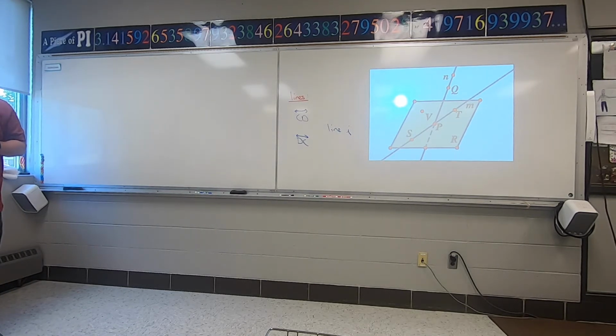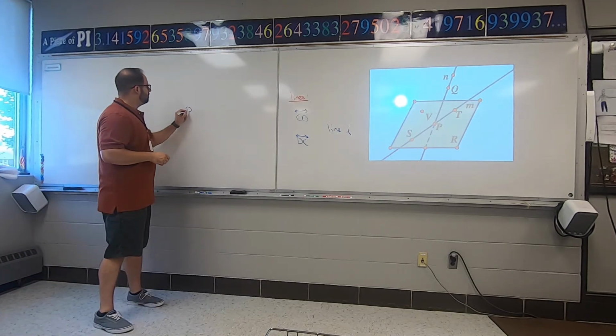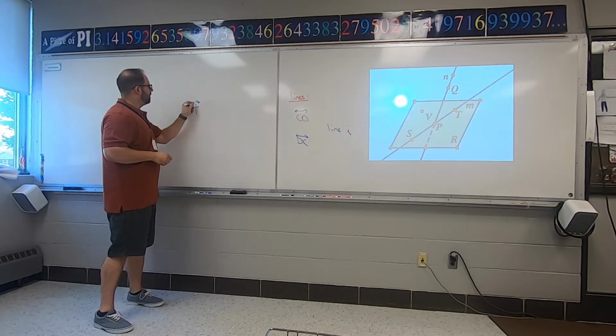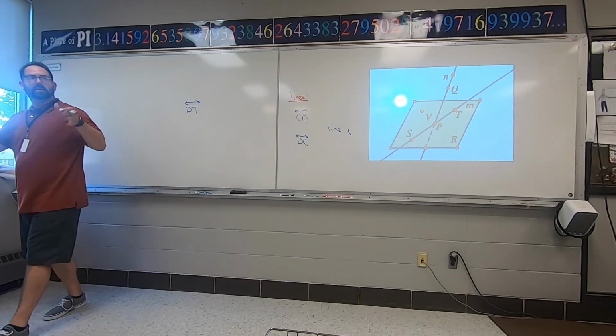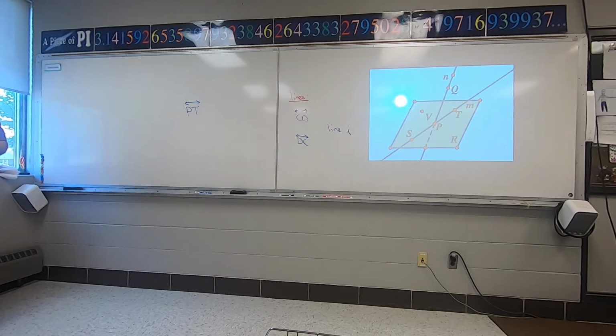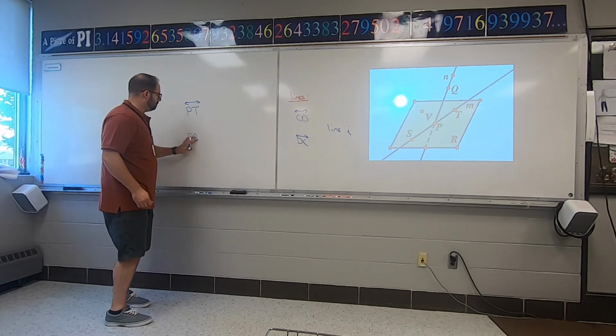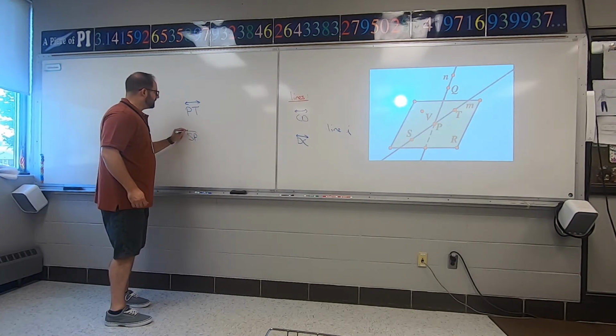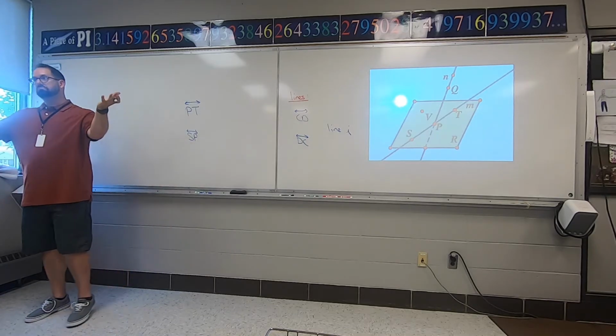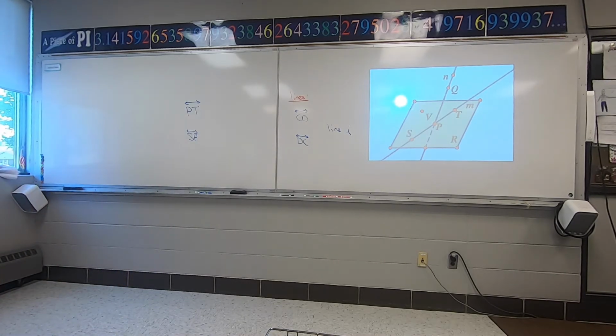Name a line that is on the plane. Line PT. PT, perfect, with little arrows above it. You said it right, line PT. Oh, what about SP? SP, same line, right? Just named differently. Exactly right. It's the same line, just differently named.